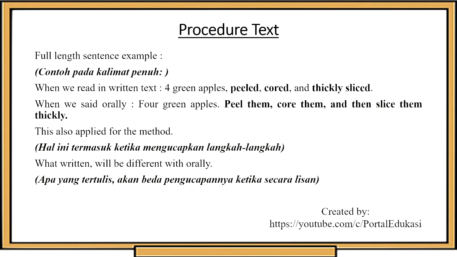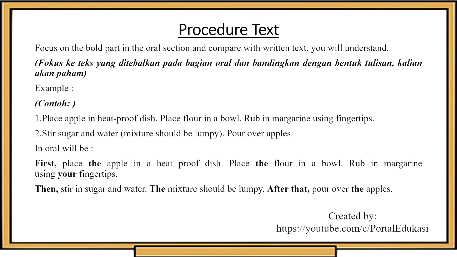Full-length sentence example. When we read a written text: 4 green apples, peeled, cored, and thickly sliced. When we say it orally: 4 green apples, peel them, core them, and then slice them thickly. This also applies for the method. What is written will be different from what is said orally. Focus on the bold part in the oral section and compare it with the written text.